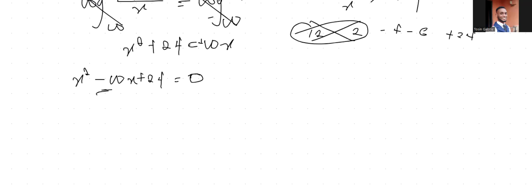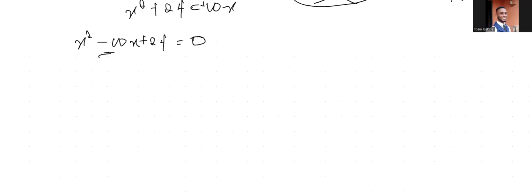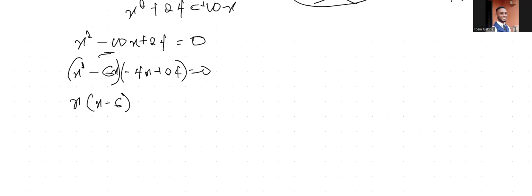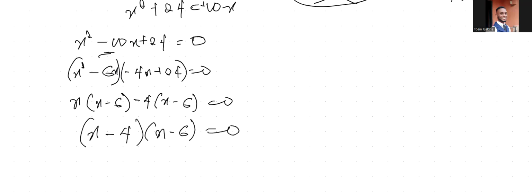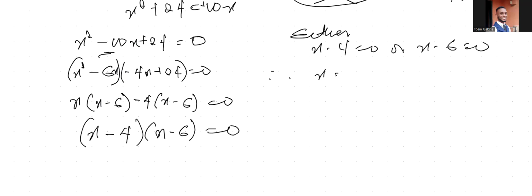So with that, we now see that x squared, instead of writing minus 10x, we're going to write minus 6x minus 4x plus 24 equal to 0. Then we put it in brackets. Then we are going to have x into x minus 6. What's common here? Minus 4 is common, and we'll be left with x minus 6 inside. Then it's going to be x minus 4 into x minus 6. So at this point, either x minus 4 is equal to 0 or x minus 6 is equal to 0. Therefore, x is equal to 4 or x is equal to 6. So that is our answer. That's our x.